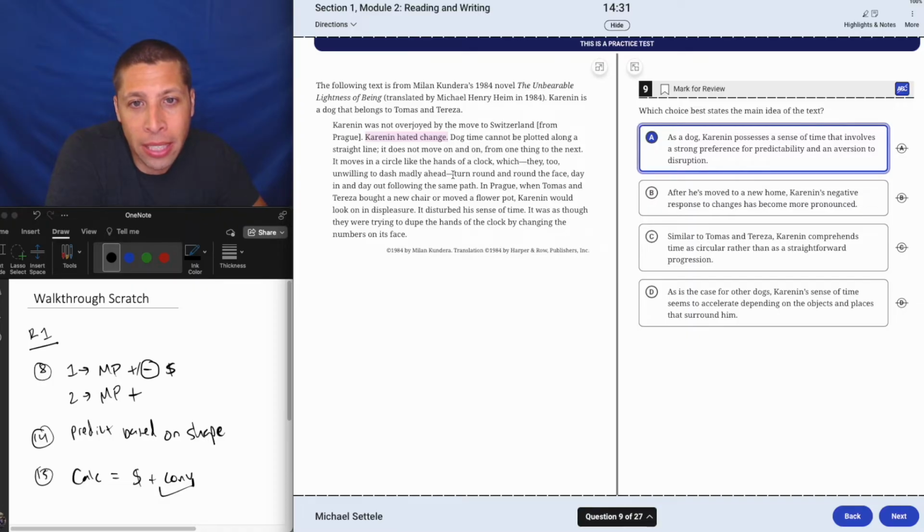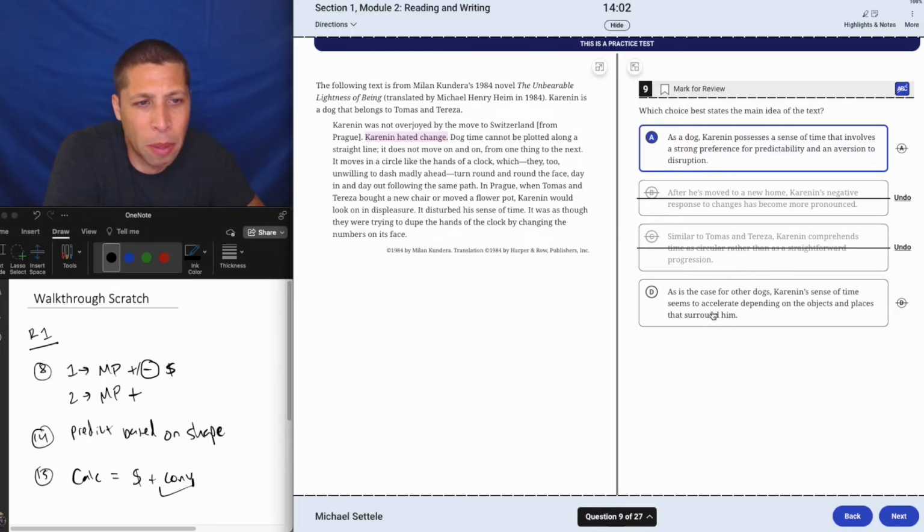Let's see. Are they comparing that? Not overjoyed. In Prague, they brought a new chair. I don't know. It seems like he's just as upset when they just moved chairs as when they moved to a new house. So I don't think it's comparing those two types of change. Similar to these people, Karenin comprehends time as circular rather than a straightforward progression. No, it's saying the dog's time is different. It cannot be plotted along a straight line. It does not move on and on.